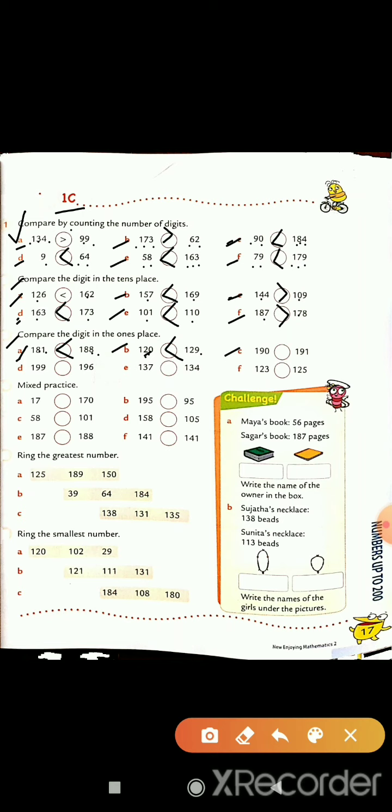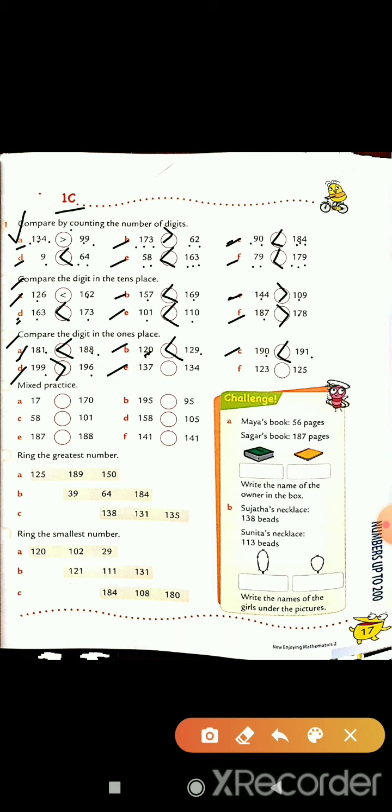Next, C. 190, 191. In 190, 0 is there at ones place. And in 191, 1 is there at ones place. So 1 is greater than 0. So 191 is greater than 190. Next, D. 199 and 196. In 199, 9 is there at ones place. And in 196, 6 is there at ones place. So 9 is greater than 6. So 199 is greater than 196. E1.